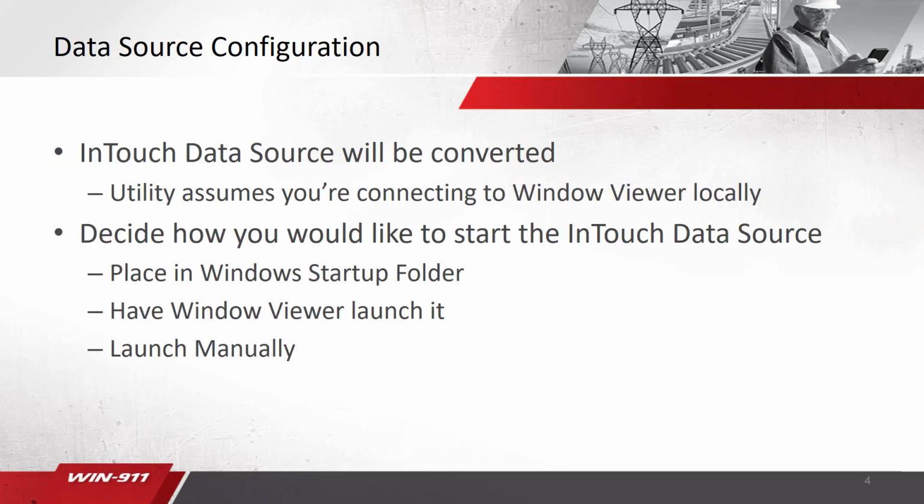Your data source configuration, your actual direct connect, will be migrated over. We're going to assume that you're running your InTouch application on the same computer. Remember, we can connect to remote applications now, and that requires entering a node name. If we're assuming it's local, then your node name is going to be localhost. You're going to have to figure out how you want to start that InTouch data source I was just talking about. There are three ways to do that. You can put it in the Windows startup folder, you can have Window Viewer launch it for you when it starts, or you can just launch it manually every time you log into the system.